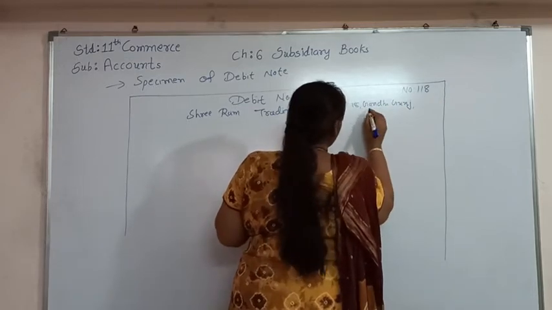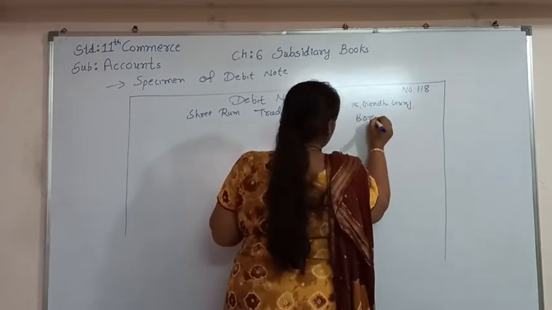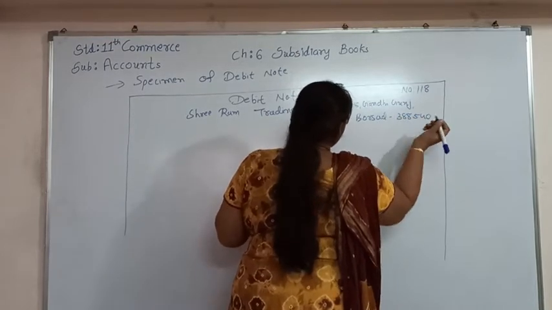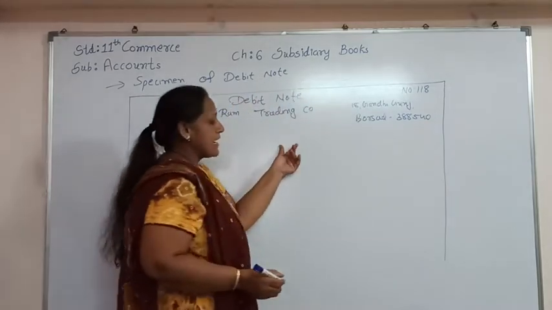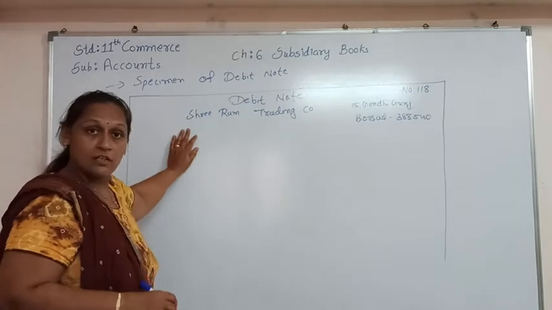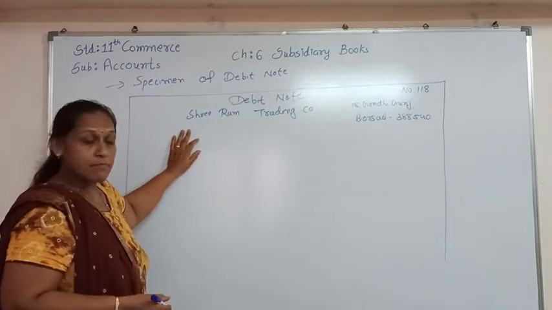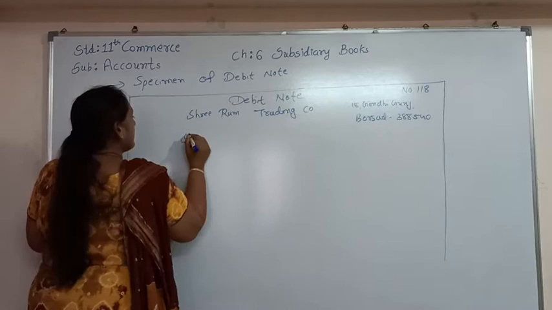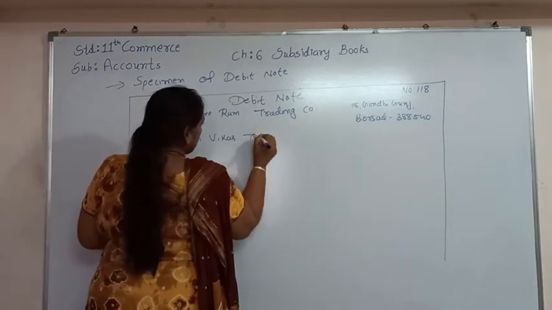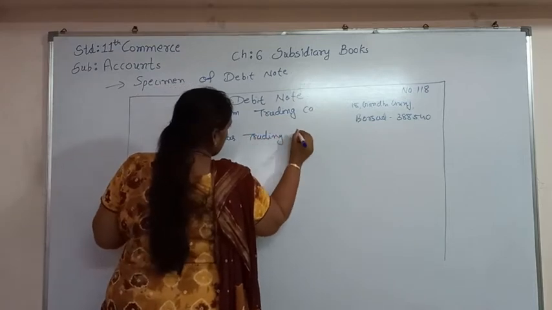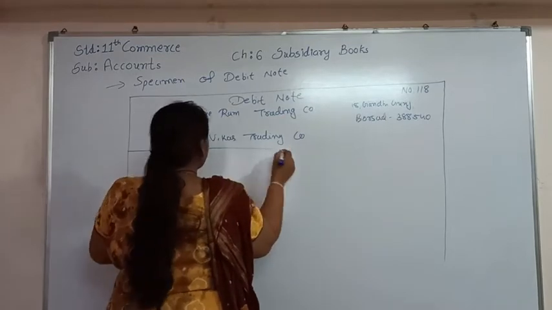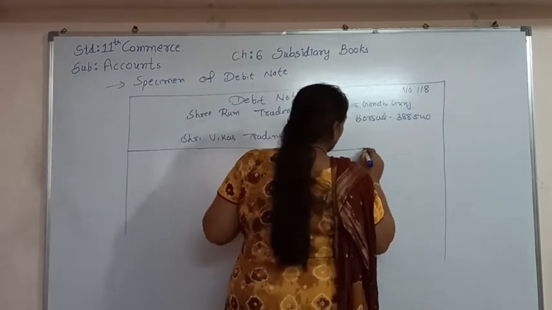then Borsad, and 388540. So the address of the person who is writing is also going to be mentioned. And now the name of the person to whom we are going to send the debit note. So let's say Sri Vikas Trading Company. And now we are going to write the goods.